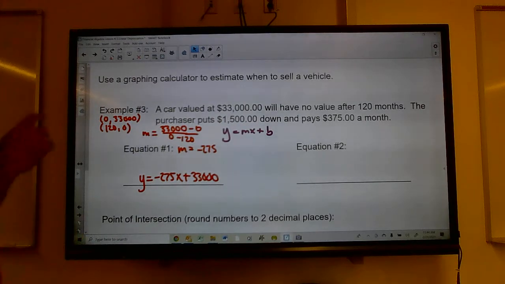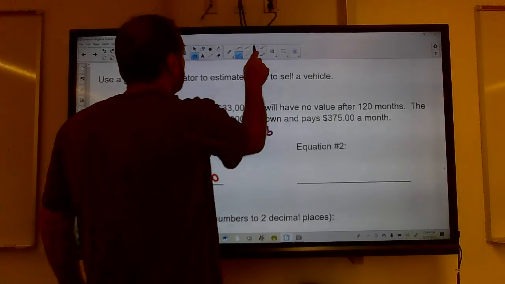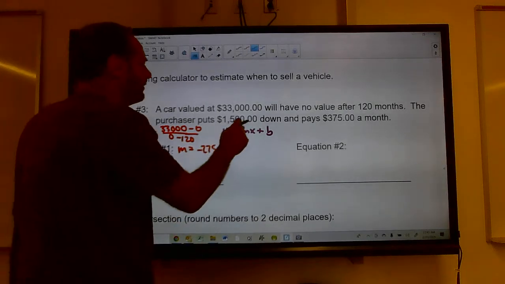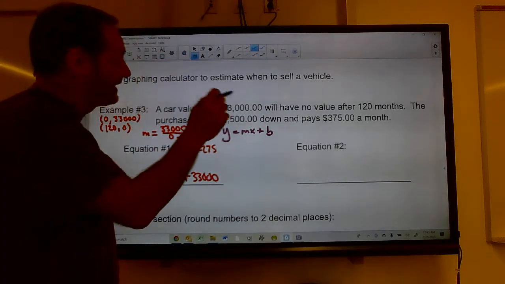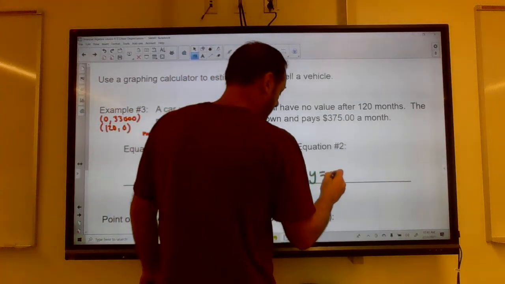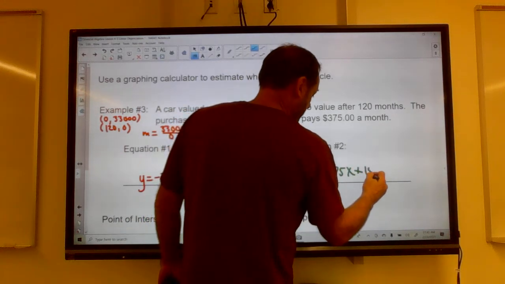All right, then we're doing the car payments in green, which kind of makes sense because I'm paying out green the whole time. So this one, though, he puts down $1,500, so that's my y-intercept, and pays $375 a month, that's my slope. So that's a little easier to do. Y is going to be 375x plus 1,500.